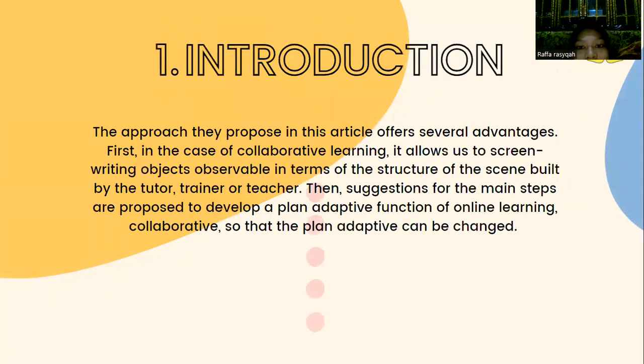First, introduction. The approach they propose in this article offers several advantages. First, in the case of collaborative learning, it allows us to screen writing objects observable in terms of the structure of the themes built by the tutor, trainer, or teachers. Then, suggestions for the main steps are proposed to develop a plan adaptive function of online, collaborative learning, so that the plan adaptive can be changed.